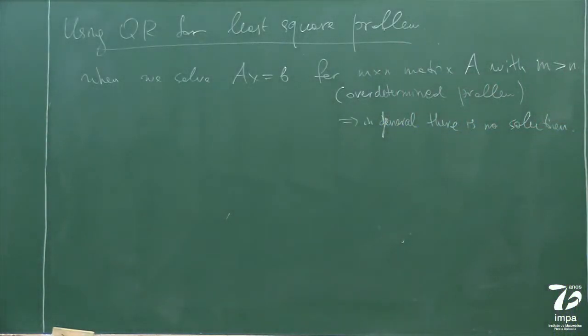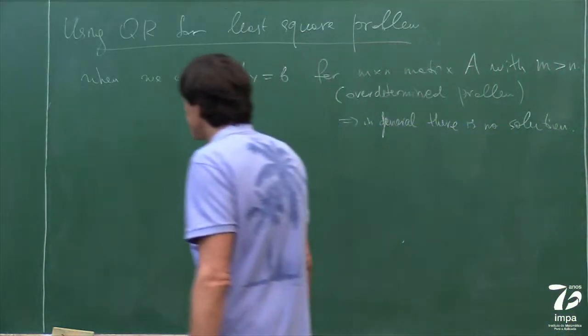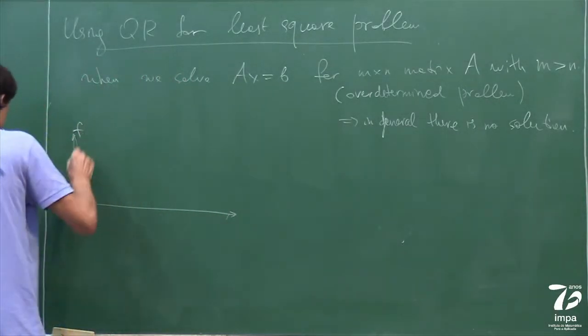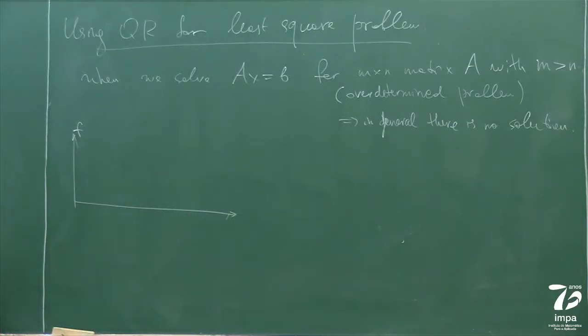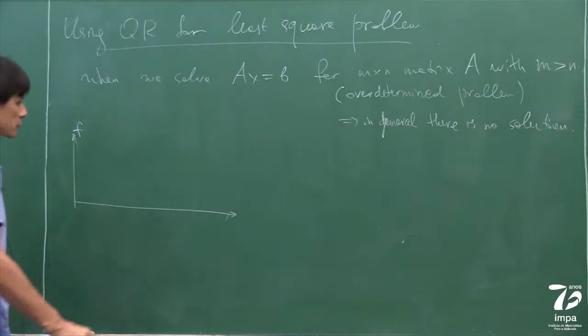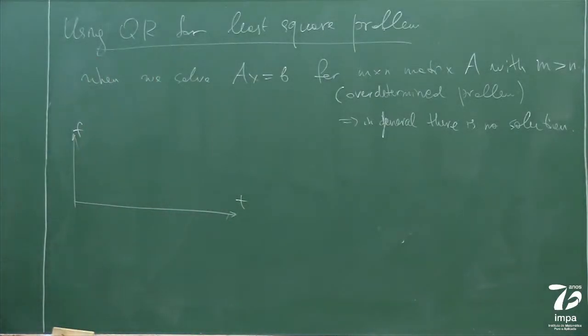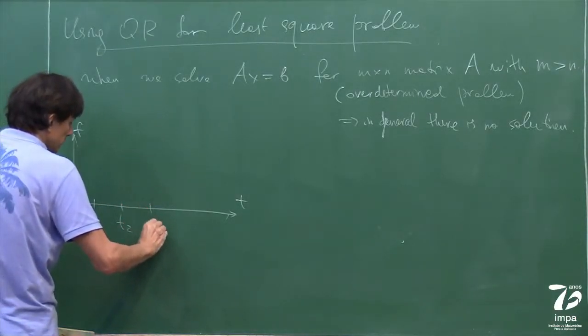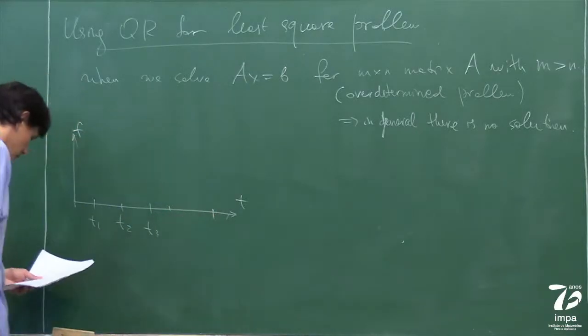So we don't have a solution. So why do we still want to do something with this problem, even though it doesn't have a solution? So the example is the following. For example, imagine that you have a function f as a function of time. You measure something in time. For example, a meteorological station measures temperature at different moments. And you get your result at time t1, t2, t3, until tm.